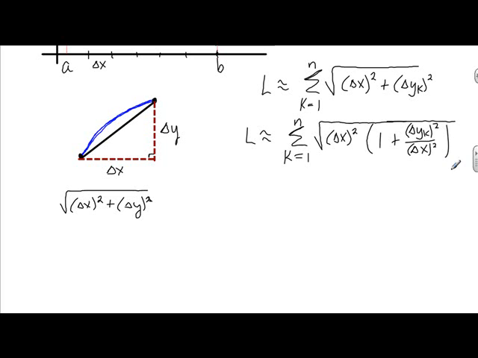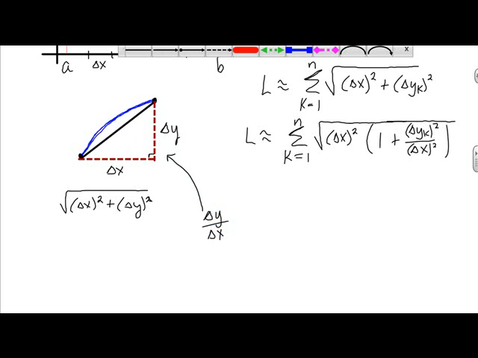Now, change in y over change in x. Okay, let's go back and look at the picture. Change in y over change in x. That is the slope of that line segment. The mean value theorem for derivatives says that if our function is continuous, which it is, then there's got to be some point in the interval between these endpoints where the tangent line would be parallel to the secant line.